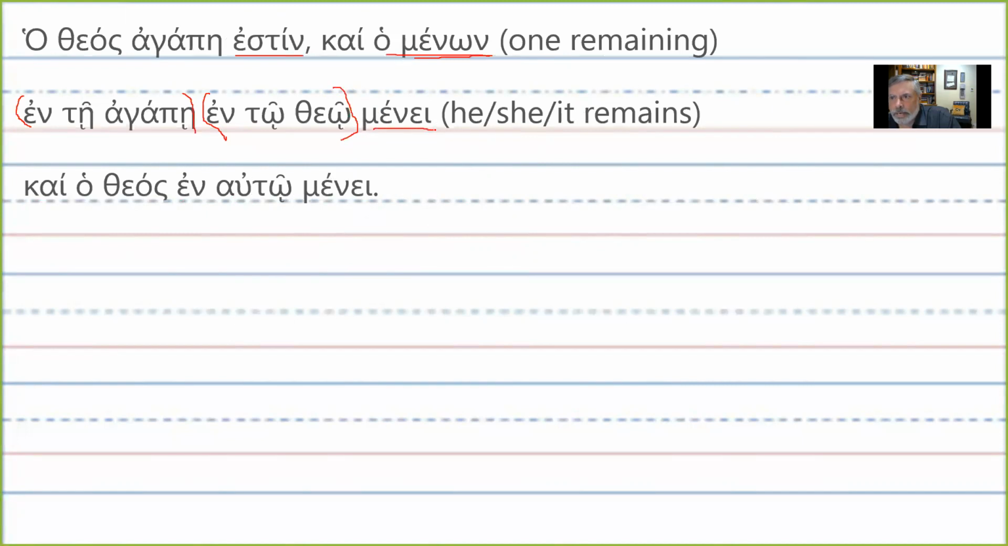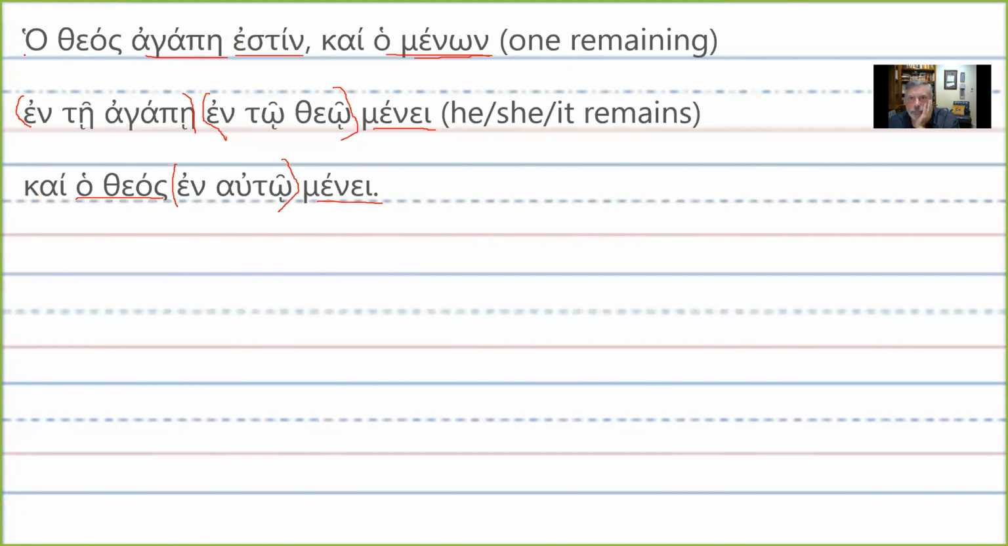There's another verb, menei, he, she remains, and God, this is in the nominative. Here's another prepositional phrase, en auto menei. Well, menei, we're told up here already what it means, it remains. So we have our subject, God is, well, love. And this is a predicate nominative.